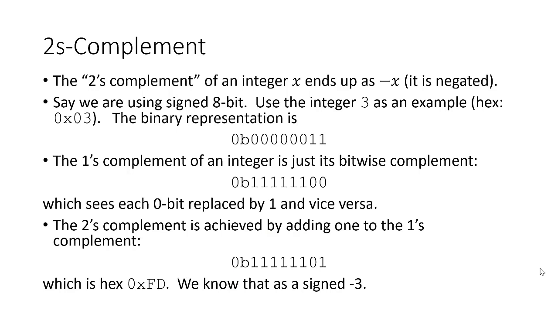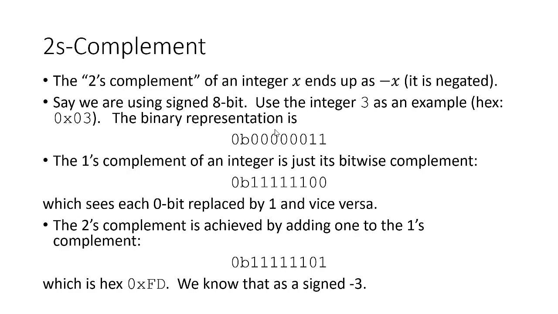From time to time, when dealing with binary data, you hear this term 2's complement, and I wanted to discuss what that is. The 2's complement of an integer x ends up being really -x. It just negates it. So say we were using signed 8-bit, just like we were a moment ago, and even the integer 3 that we had as a thought example earlier, so that's going to be hex 3.